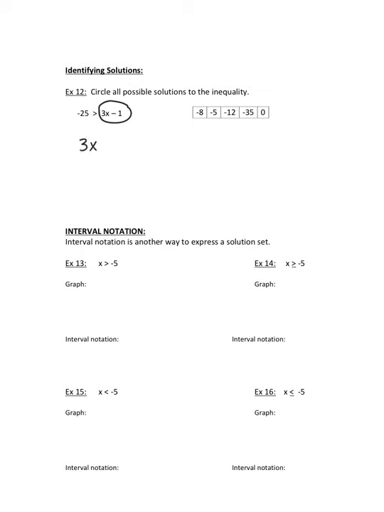I'm going to rewrite this as 3x minus 1 is less than negative 25. And then I'm going to add 1. I get 3x is less than negative 24, and divide by 3. X is less than negative 8.